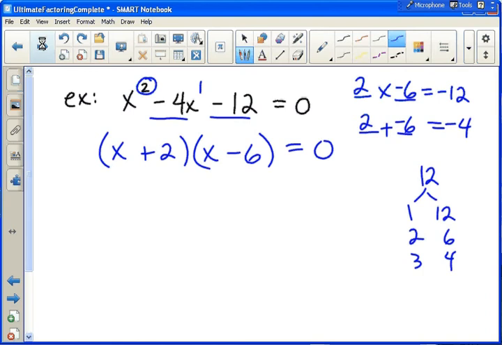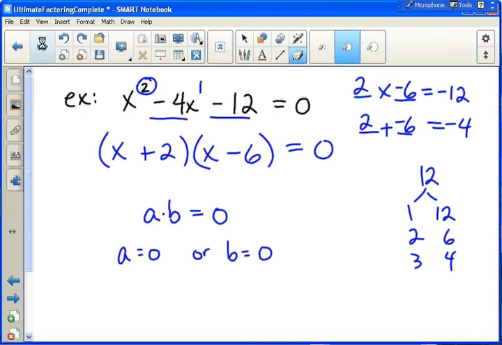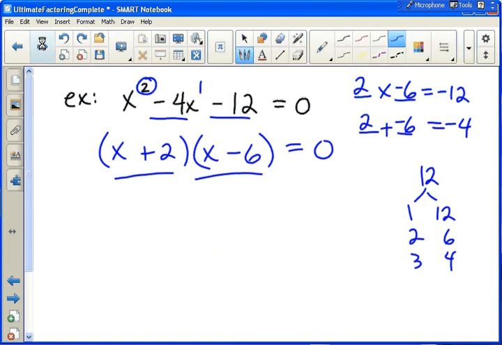There's a property of 0 that says if A times B equals 0, then either A equals 0 or B equals 0 or both. So if either x plus 2 or x minus 6 equals 0, then the whole thing is 0. Since 0 times anything is 0, if any one piece is 0, the whole thing is 0. So once you get factored, the last thing you need to do is take both pieces individually and set them equal to 0.